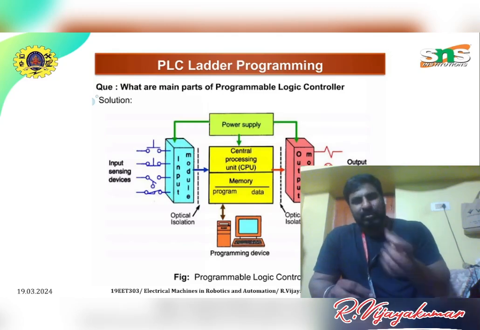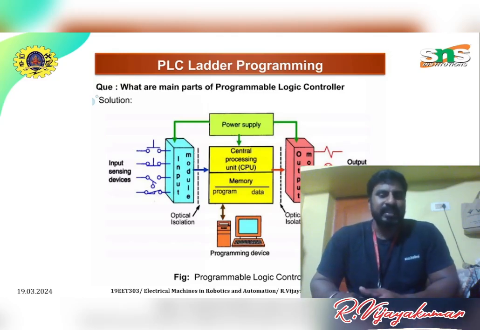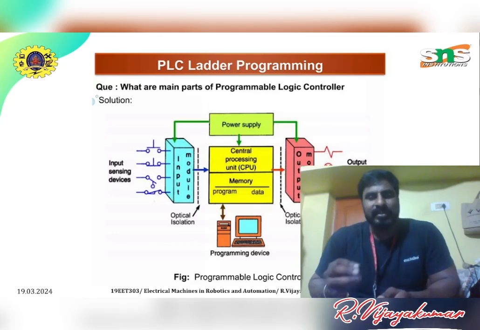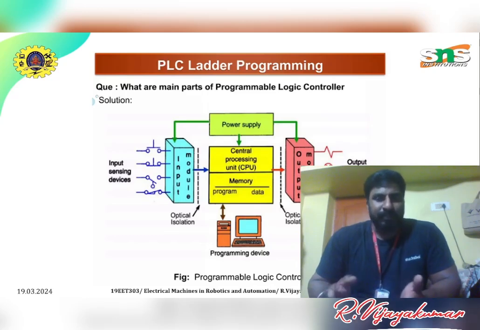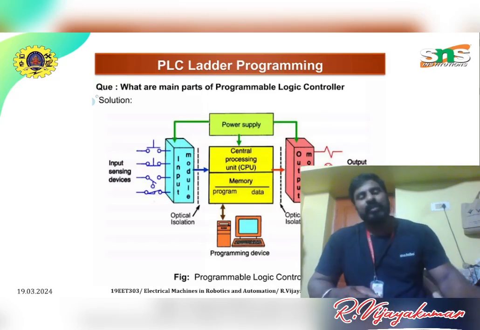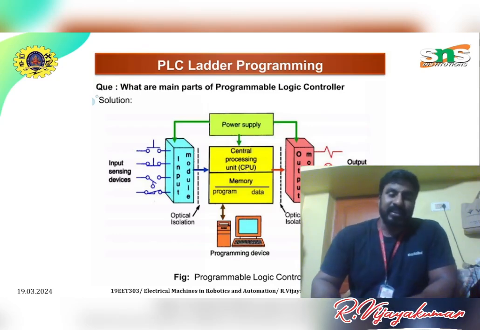The input and output modules are connected to the PLC. The PLC is powered by the power supply, and it has its own central processing unit, CPU, and also memory for the program and data. The output module may be connected to any kind of load, for example compressors, motors, lights, fans. Whatever it may be, the output may be connected to different things.